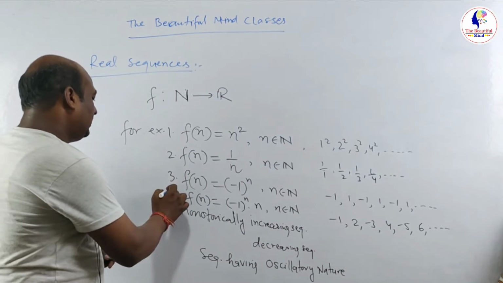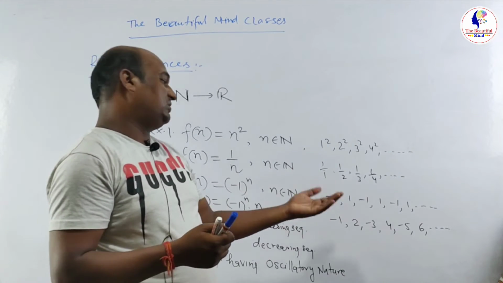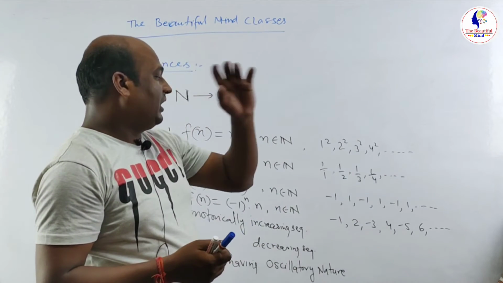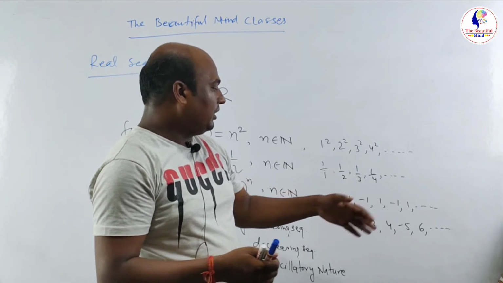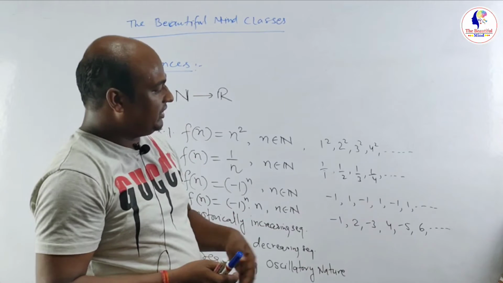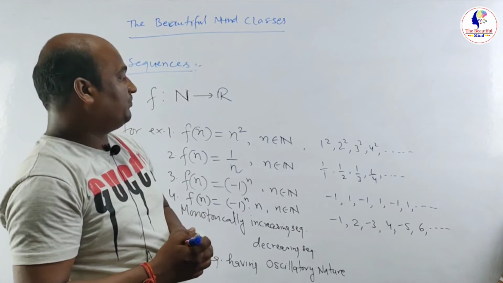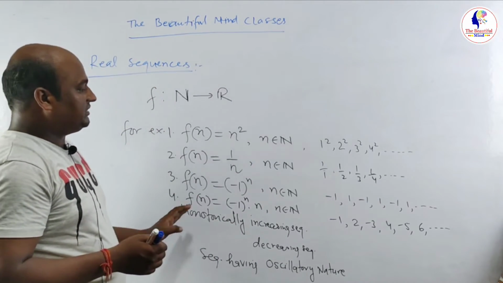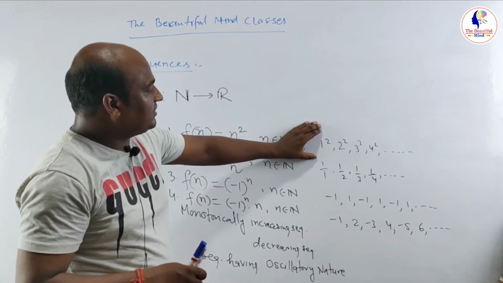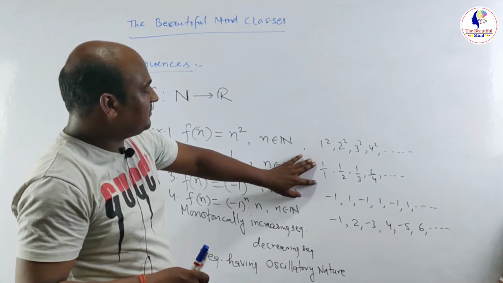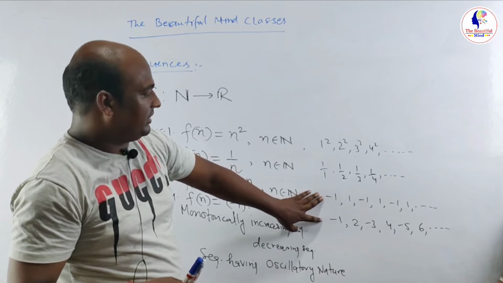And the fourth one is a sequence having oscillatory behavior with infinite oscillation. As we go towards the higher terms, the sequence takes higher and higher values, in negative as well as positive values: minus 5, plus 6, minus 7, plus 8, and so on. So observing these examples, we have types of sequences: one is diverging nature, another is converging nature, and sequences having finite oscillation and infinite oscillation.